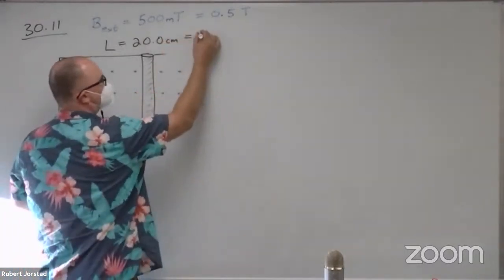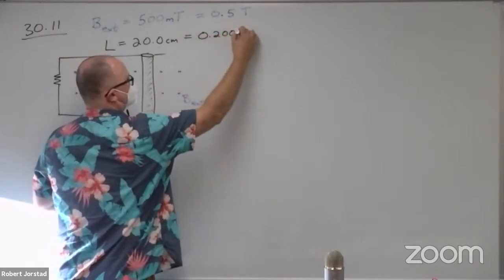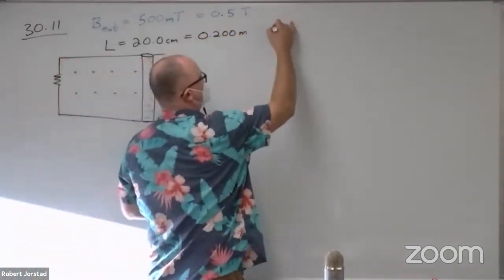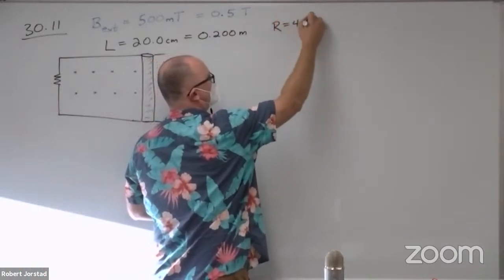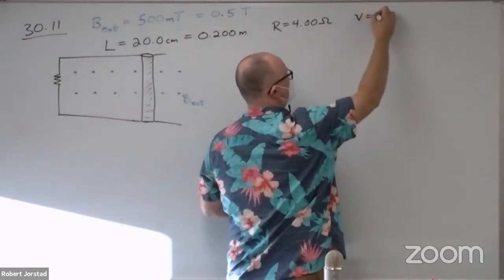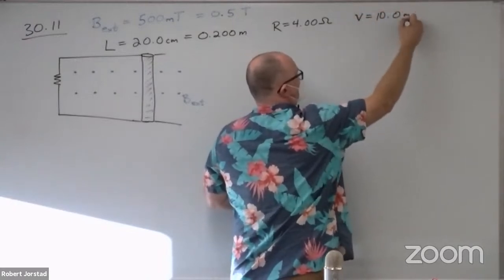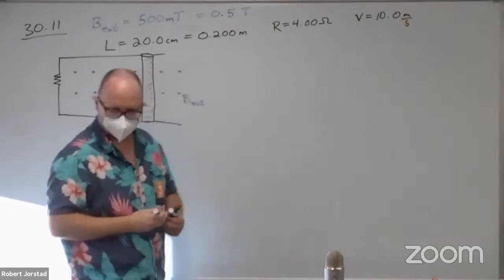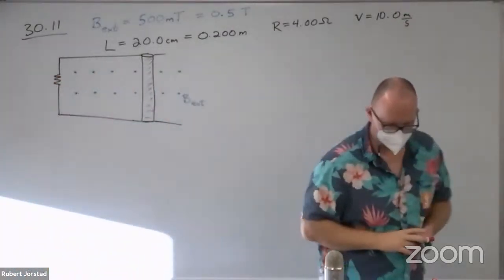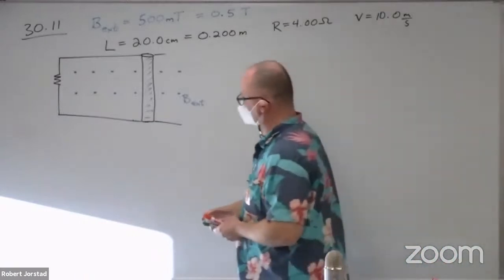So you agree it's 0.200 meters? And then I think the resistor was 4 ohms. Anything else we're told? Was the velocity, no? The speed? The speed 10 meters a second. Okay, whoops. Anything else that was given, or is that it? Unknown forces. Oh, there's an unknown, okay.